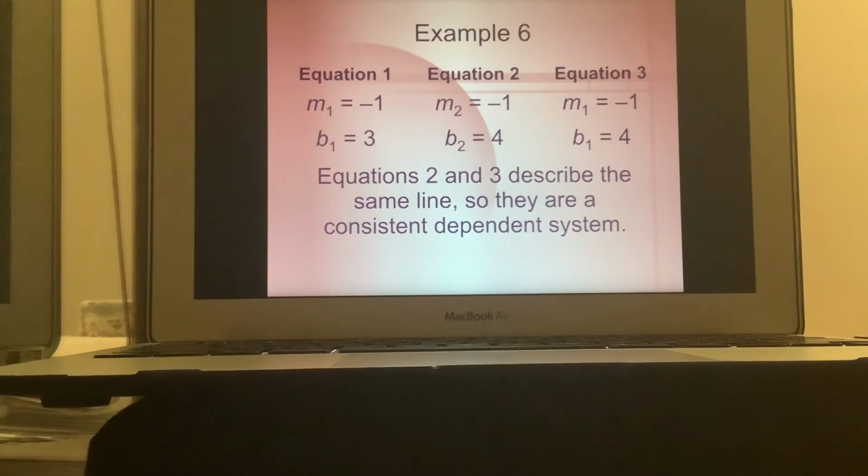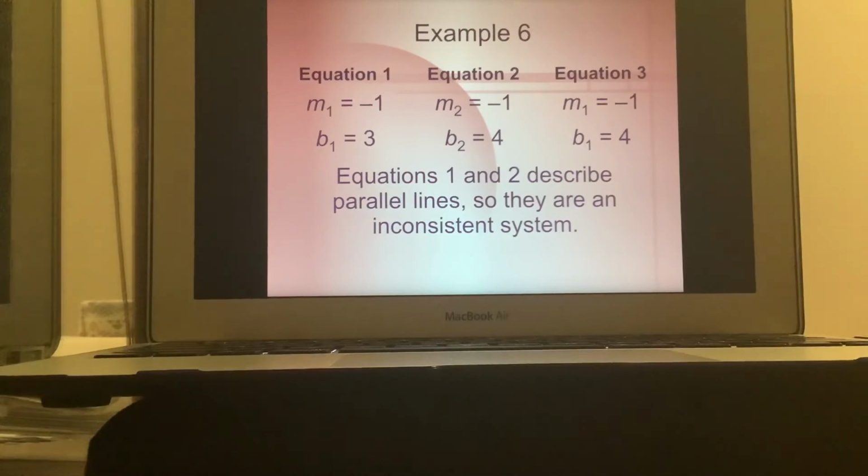Equations 2 and 3 describe the same line, because the slopes are the same and the intercepts are the same. So they are consistent, dependent. They're consistent, they're the same, and they're dependent upon each other.